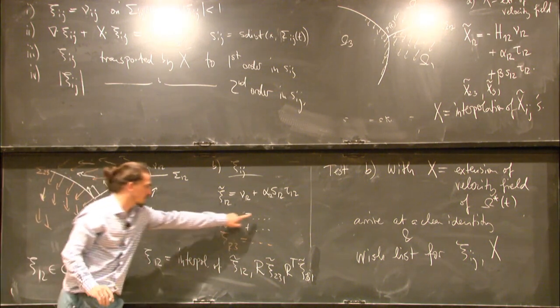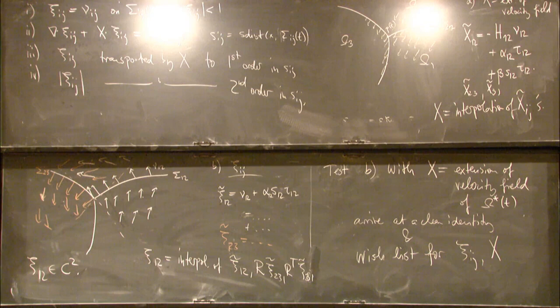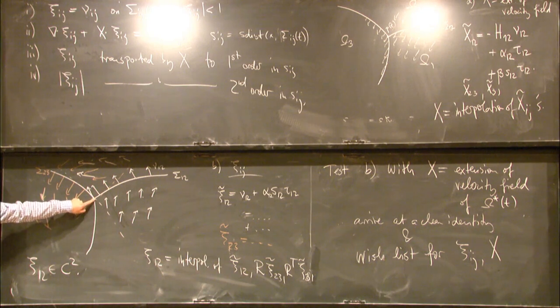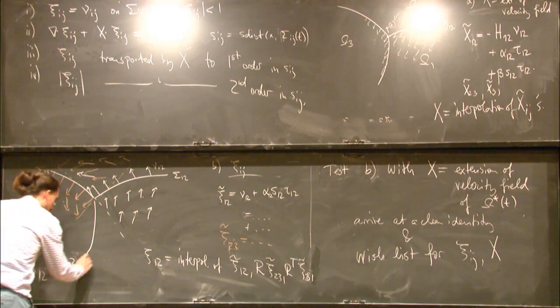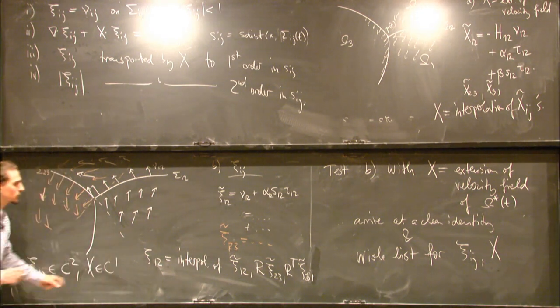I didn't show you these two corrections. It's not so bad. It's just two terms like up there. It's C2 up to this point, so it's very nicely compatible here. And the velocity field is C1.